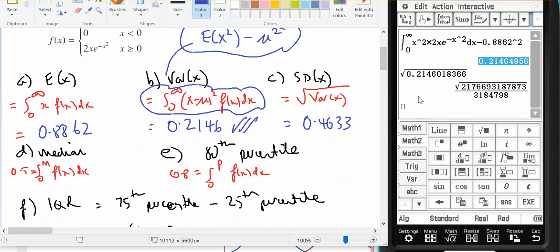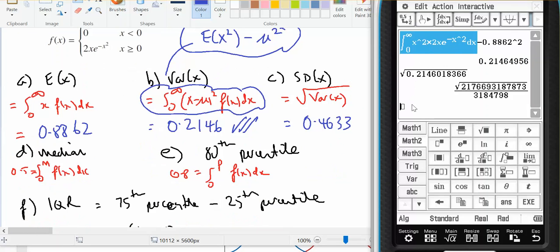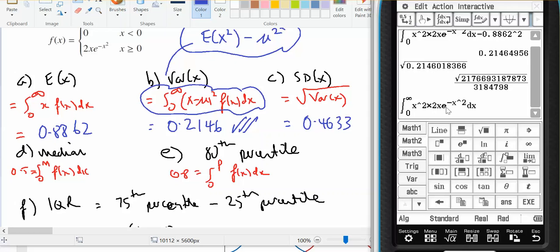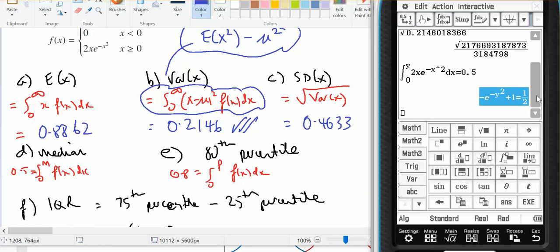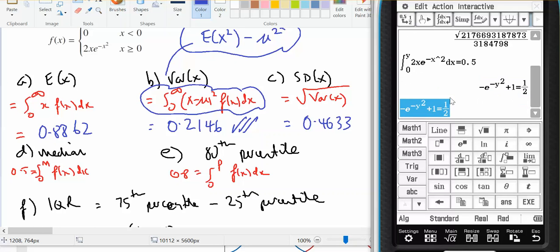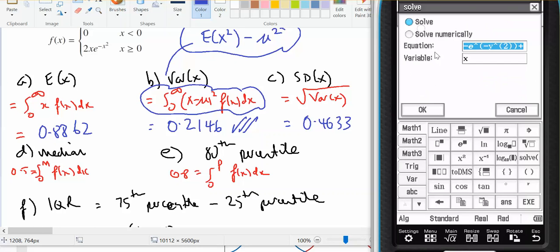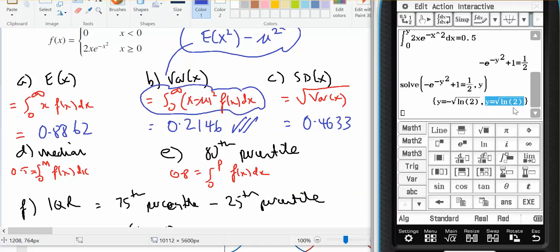Okay, I need to find the median. So if I take this expression here, which is my function, and I get rid of these bits, which is the x at the front, when that equals 0.5, and I integrate from 0 to y, then y is the median. So this answer equals 0. So I solve for y. And that's going to be my median, the square root of log base c of 2, which is 0.8326.